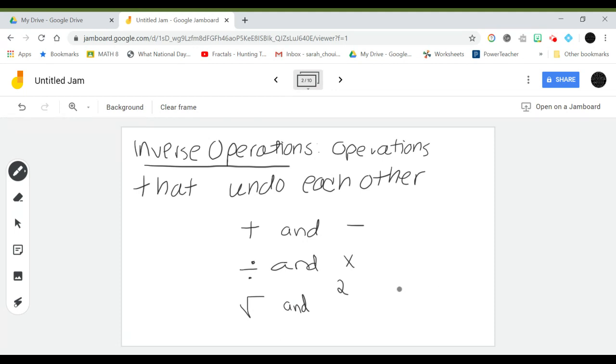So for instance, 3 squared is 9. The opposite of that is the square root of 9 gives me 3. They undo each other. Same goes with cube root and cubing. So 2 cubed is 8. The opposite of that is the cube root of 8 is 2. So we're going to use cube roots to undo cubing something, and we're going to use square roots to undo squaring something.